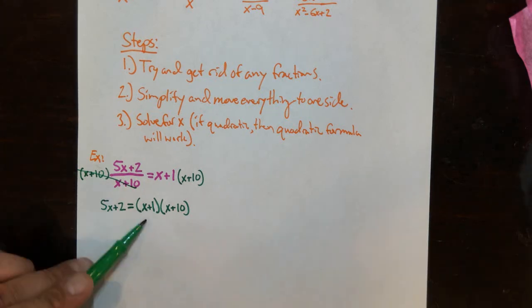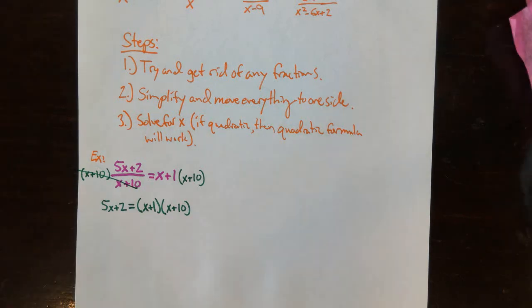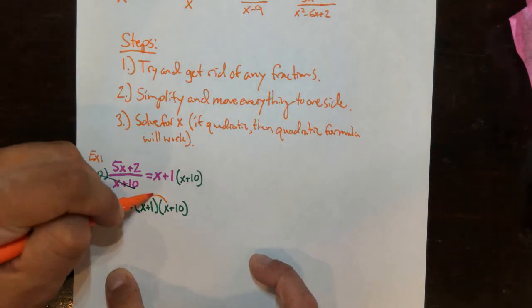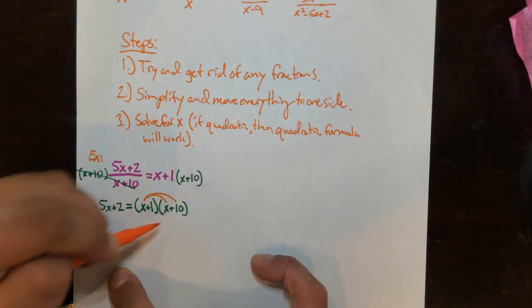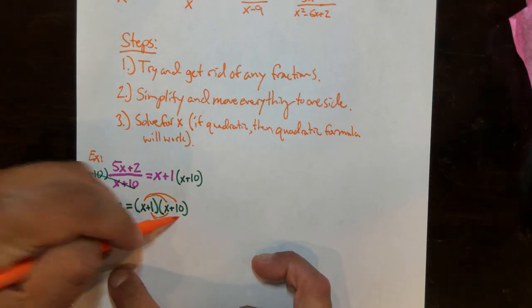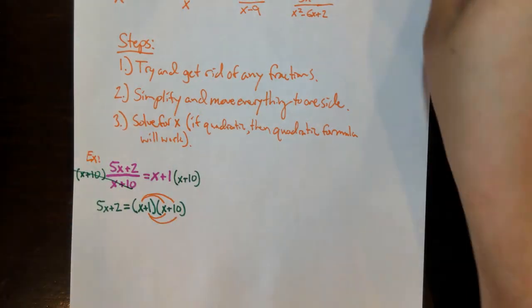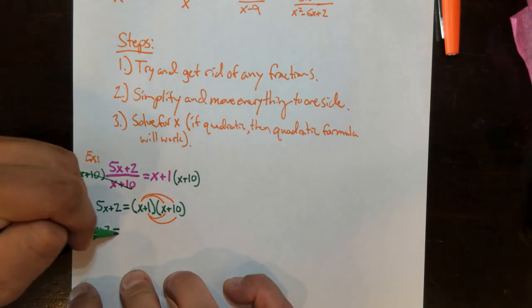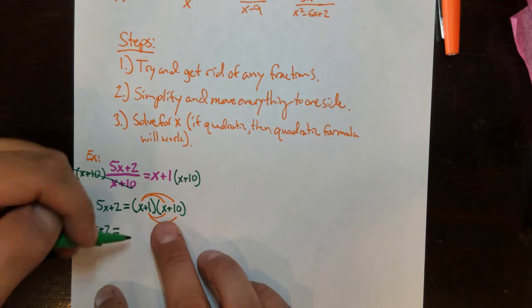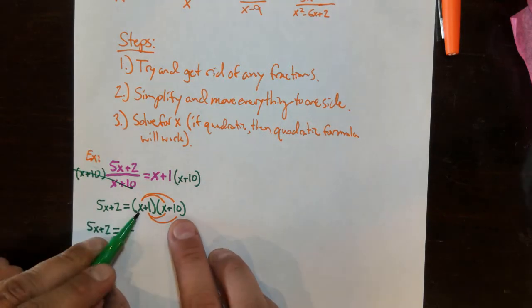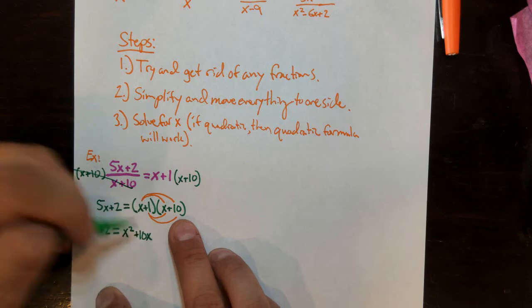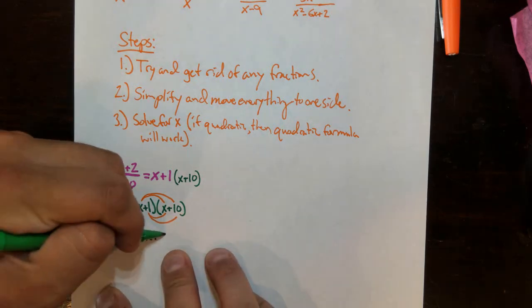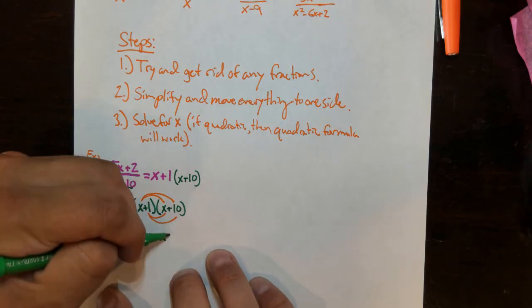So here you'll notice we're going to multiply these together. And in doing so, we're going to have to FOIL. So we're going to multiply the x to the x and to the 10, and then do the same thing with the 1: 1 times x and 1 times 10. So let's go ahead and do that. We're going to have 5x plus 2 is equal to x times x is x squared. x times 10 is 10x. 1 times x is just x. And then 1 times 10 is plus 10.